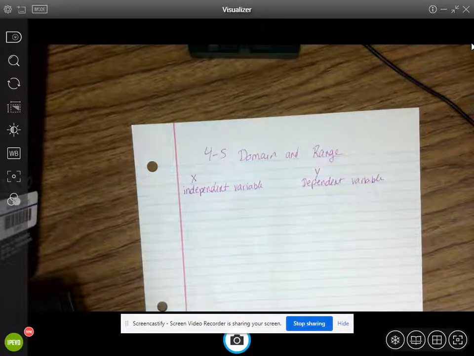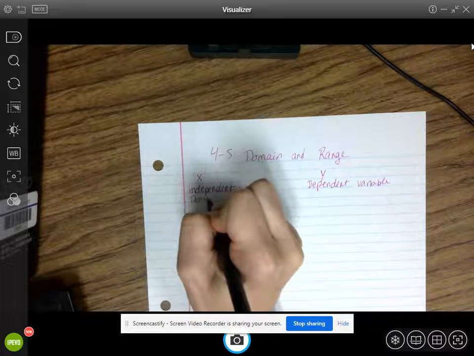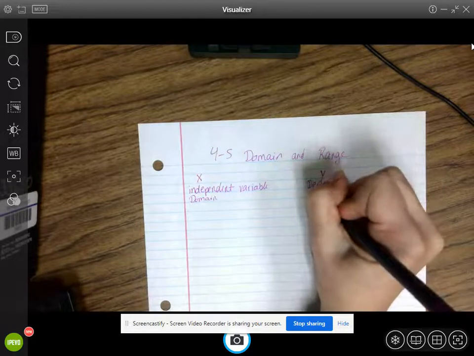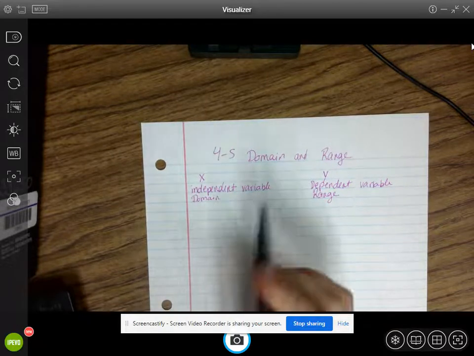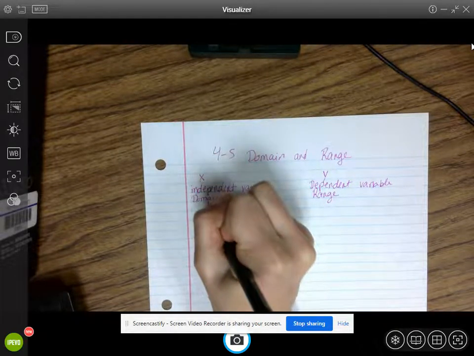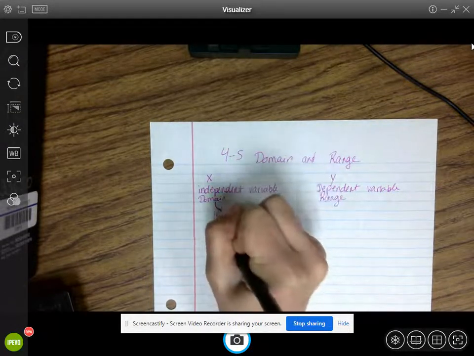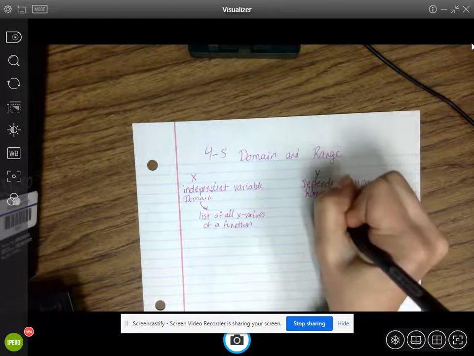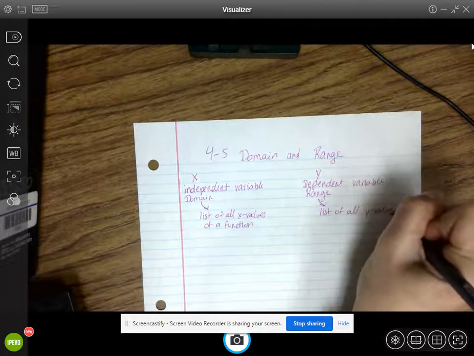In this lesson, you're also going to learn about domain and range. So X is independent. It's also the domain. Y is dependent, and it's also the range. The domain is simply the list of all X values of a function. And the range is the list of all Y values of a function.